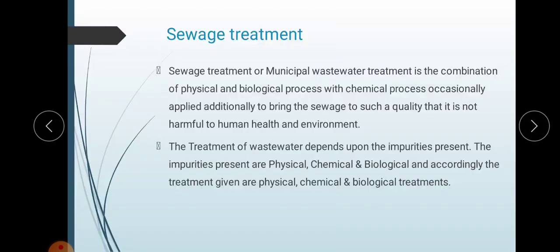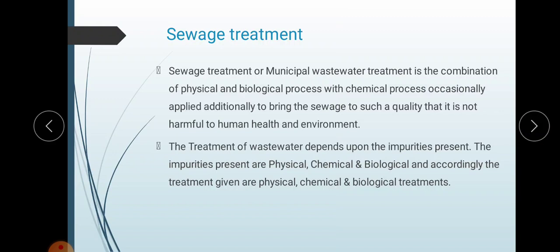Okay. So sewage treatment or municipal wastewater treatment is the combination of physical and biological processes, with chemical processes occasionally applied additionally, to bring the sewage to such a quality that is not harmful to human health and environment. So sewage treatment means there will be physical treatment and biological treatment, and in addition to that, chemical treatment where it is necessary. And the objective of this sewage treatment is to make the sewage to such a quality which is not harmful to human health and environment.